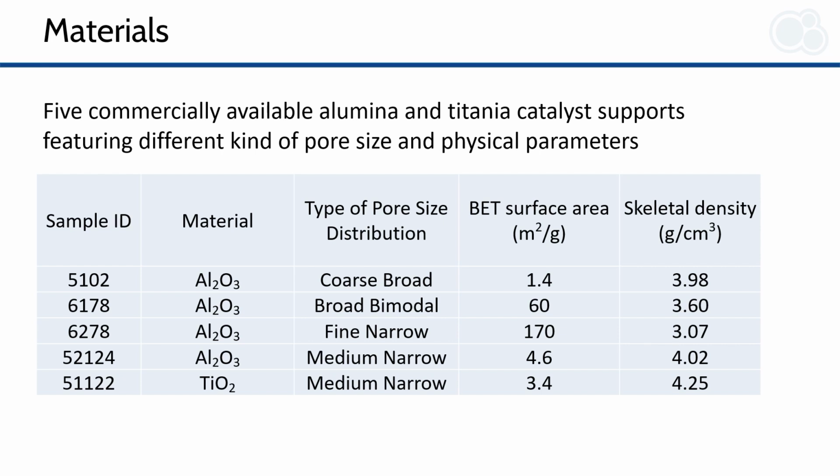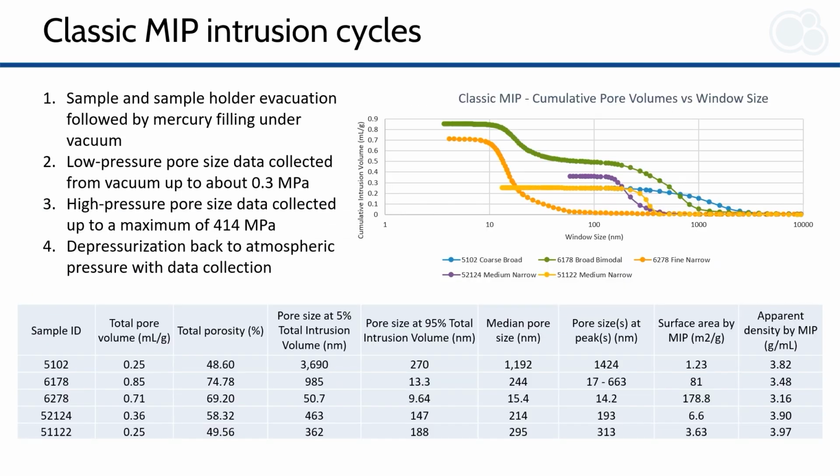Here we see a general description of the pore size distribution type, along with the BET surface area and skeletal density, determined separately by gas adsorption and gas displacement, respectively. With classical mercury intrusion analyses, the sample and holder are evacuated and filled with mercury at low pressure. Low pressure data, up to a few atmospheres absolute pressure, is collected often in a portion of the instrument optimized for this pressure range, and then up to much higher pressures in a portion of the instrument better suited for analyses at these higher pressures.